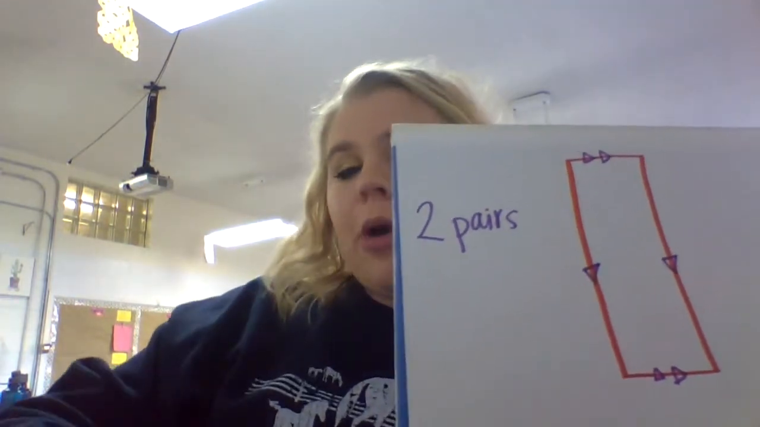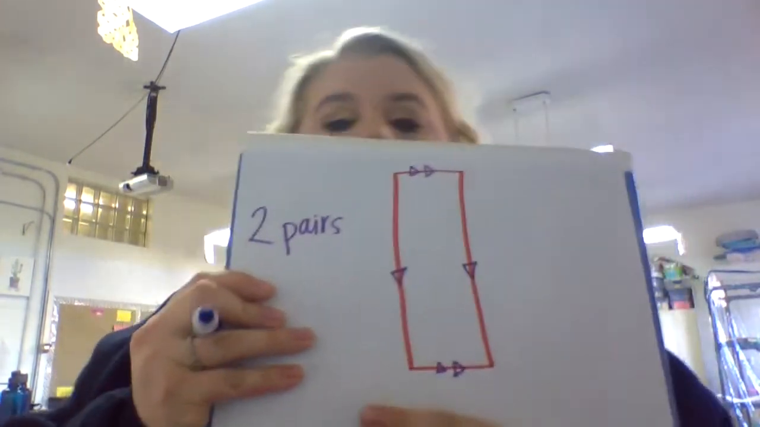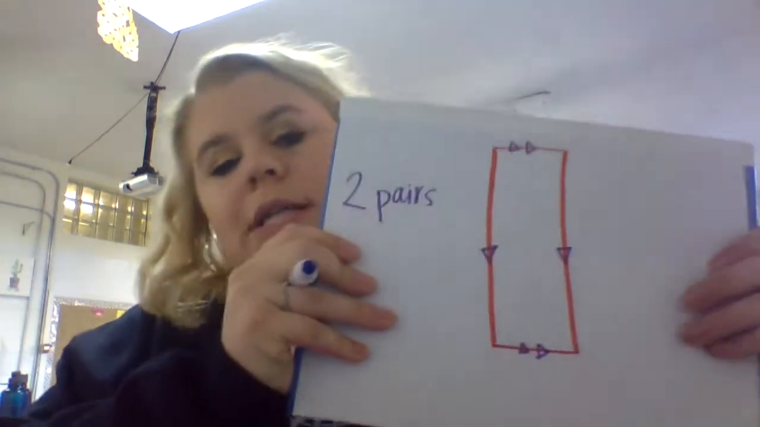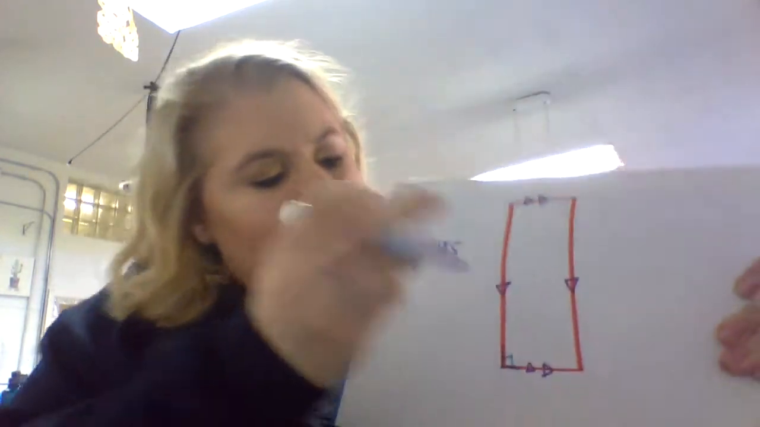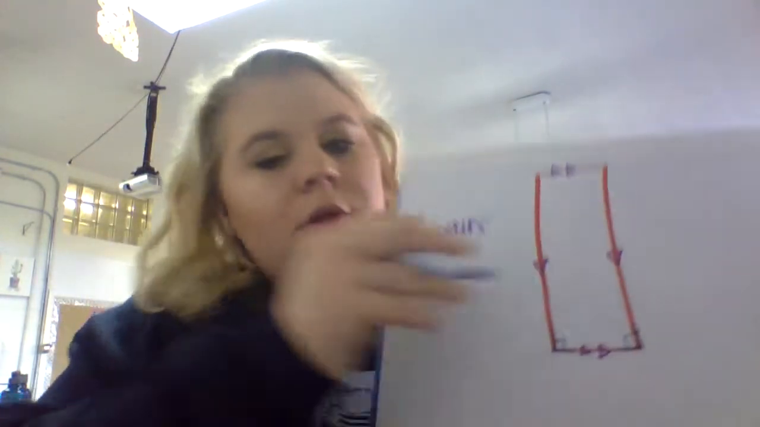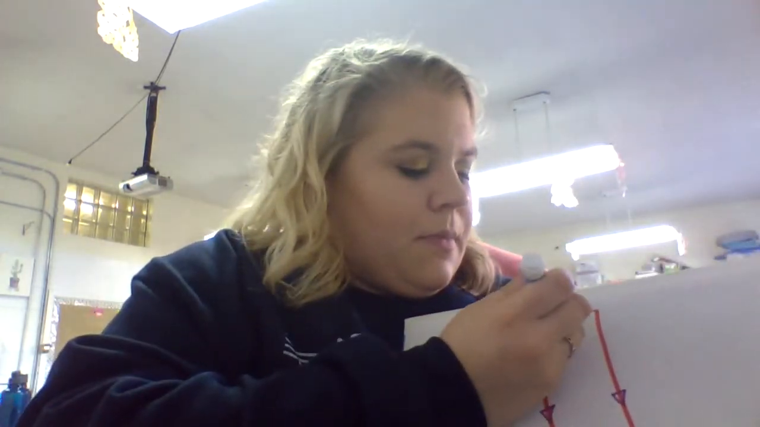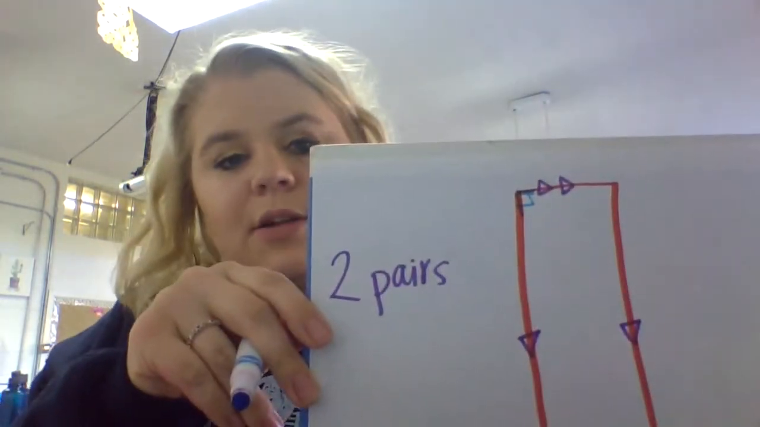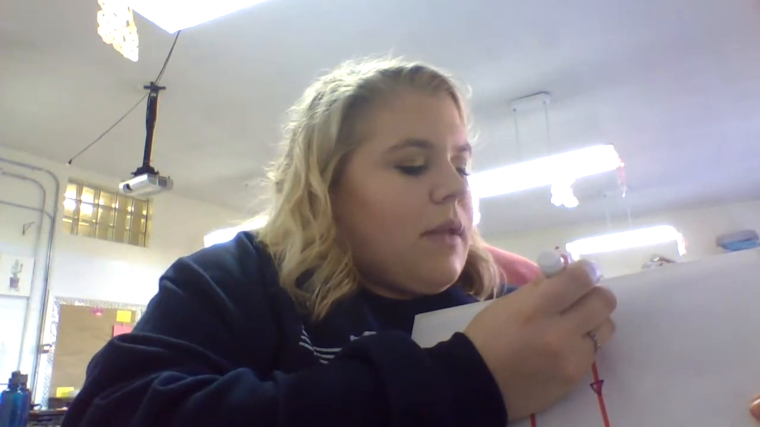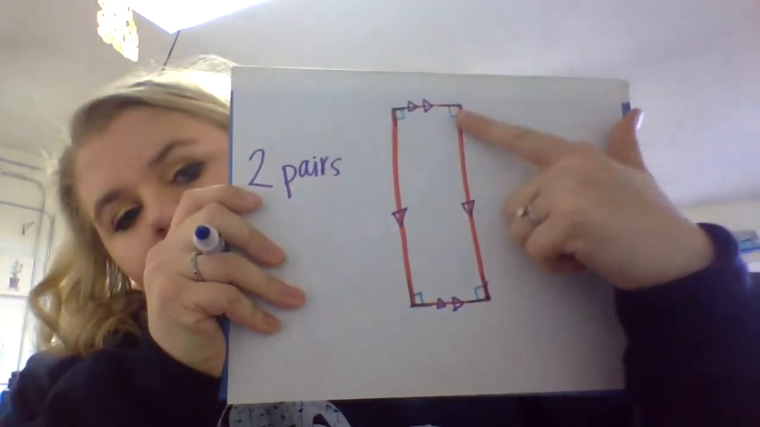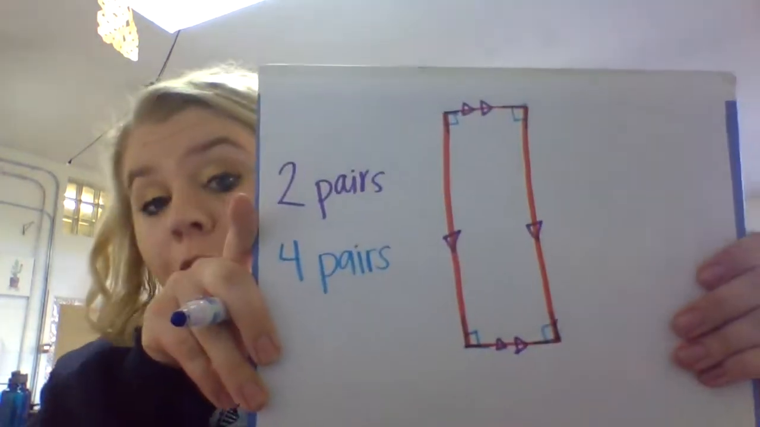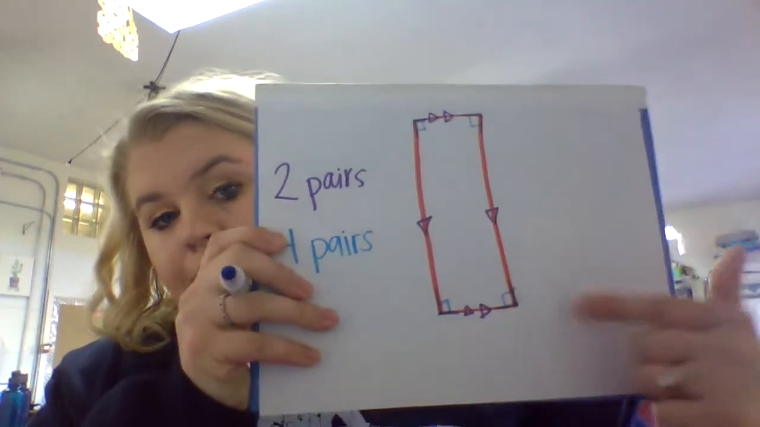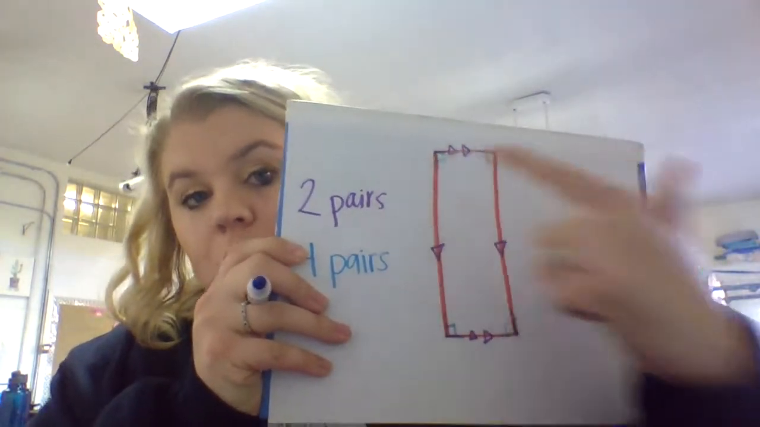Let's look at pairs of perpendicular sides. In all of those corners, it looks like I could put a square. Yep, those lines are perpendicular. Those lines are perpendicular. Those lines are perpendicular. And those lines are perpendicular. So for this one, I have 1, 2, 3, 4 pairs of perpendicular lines, because I see 4 perfect square corners there.